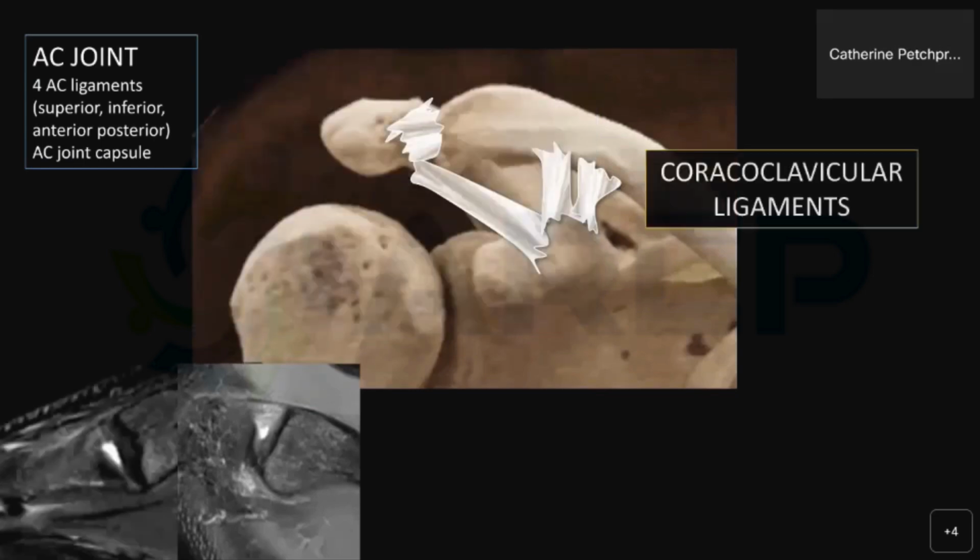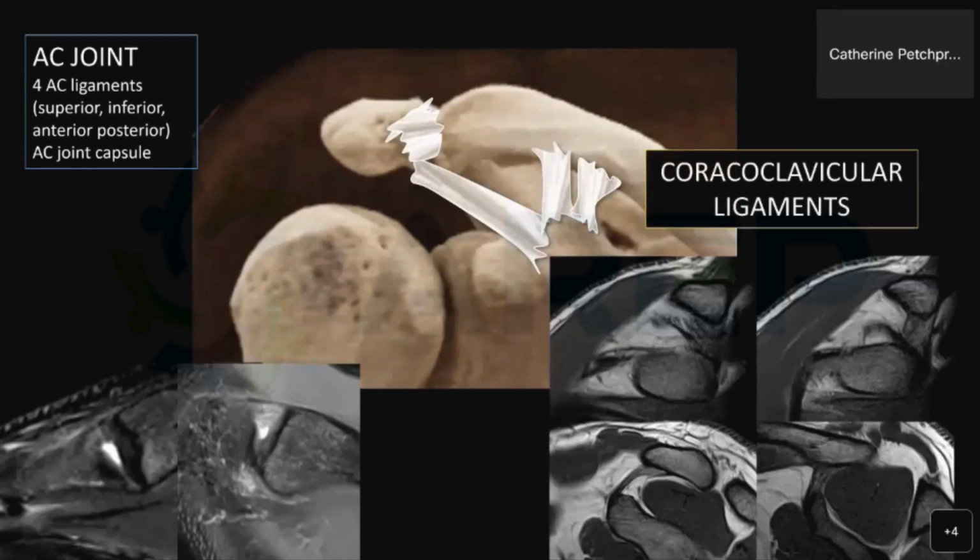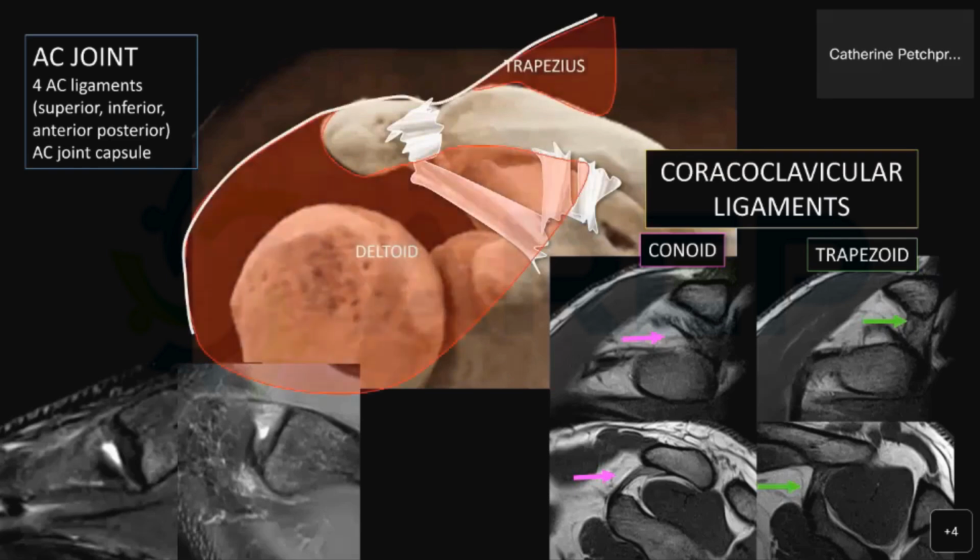The coracoclavicular ligaments go from the coracoid process to the undersurface of the clavicle and provide vertical stability. There are 2 components, the conoid and trapezoid components, which can be seen on the coronal oblique and sagittal oblique sequences. The deltoid and trapezius muscles provide dynamic support and static support via the deltotrapezial fascia, which can be seen on the coronal oblique image. With more severe injuries, these muscles may be detached from the distal clavicle.